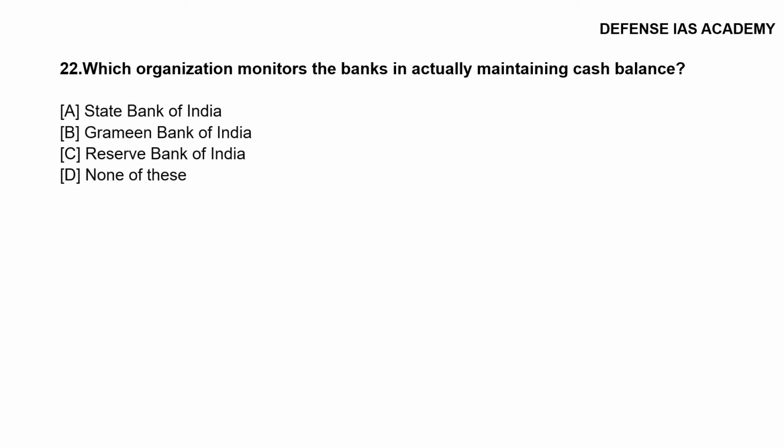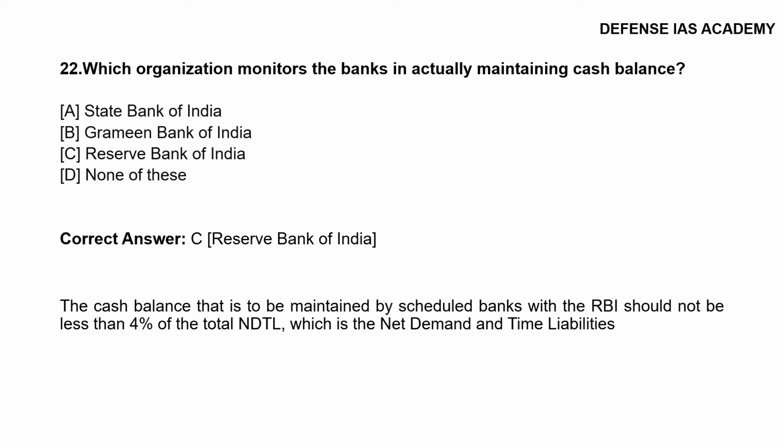Question 22. Which organization monitors the banks in actually maintaining cash balance? The correct answer is Reserve Bank of India. The Reserve Bank of India monitors the banks in actually maintaining cash balance. The cash balance that is to be maintained by scheduled banks with the RBI should not be less than 4% of the total NDTL, which is the net demand and time liabilities.